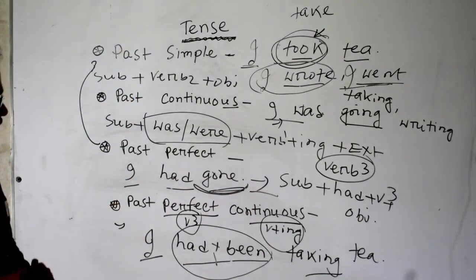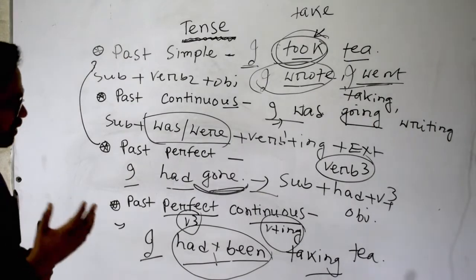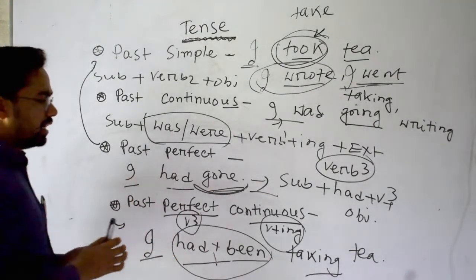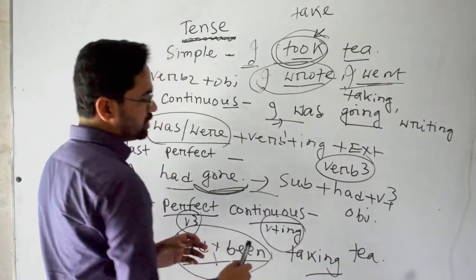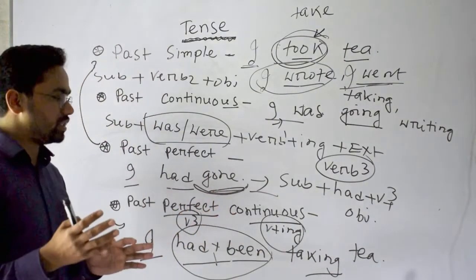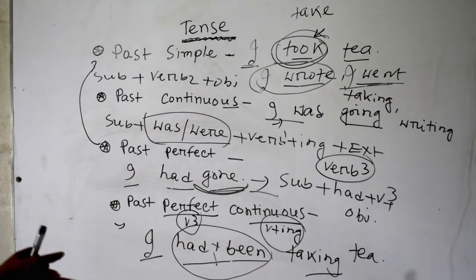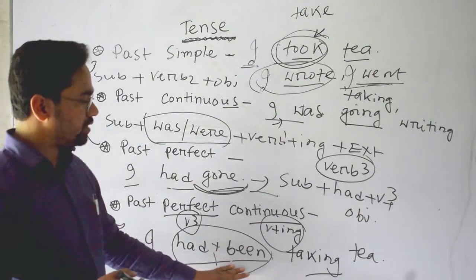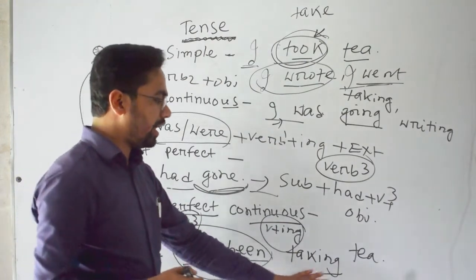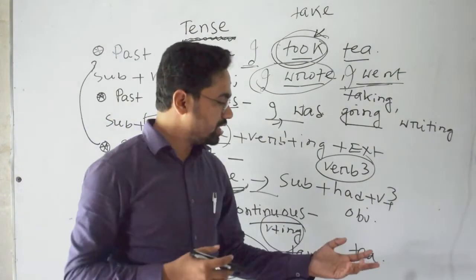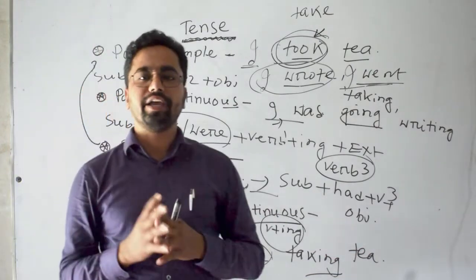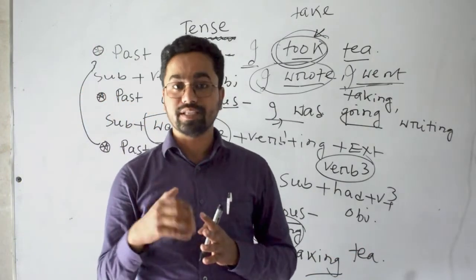In past perfect continuous tense, you must use had been, the auxiliary verb of this tense, and you need to put ing at the end of the verb you are going to use in your sentence. The structure will be subject, had been, verb plus ing, and also an object. Besides the object, you must mention the time in which your work is going on.